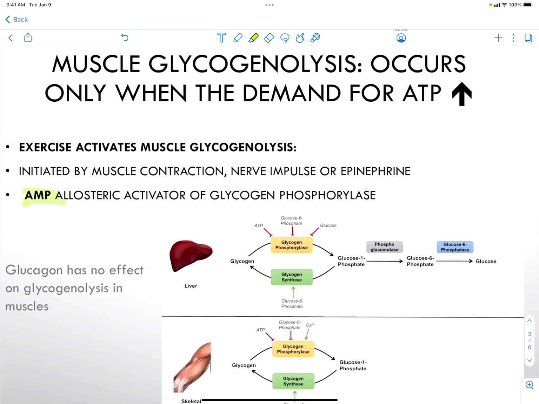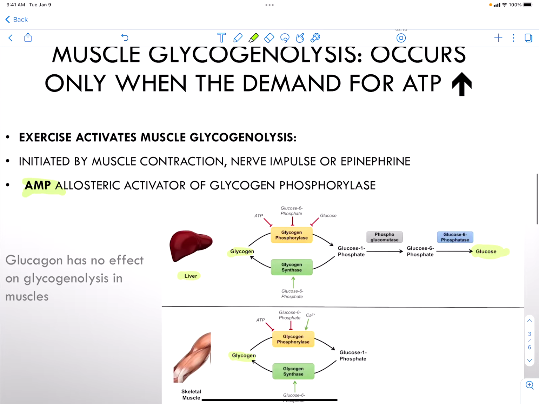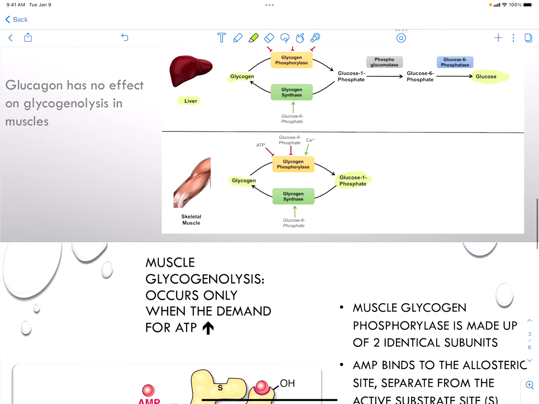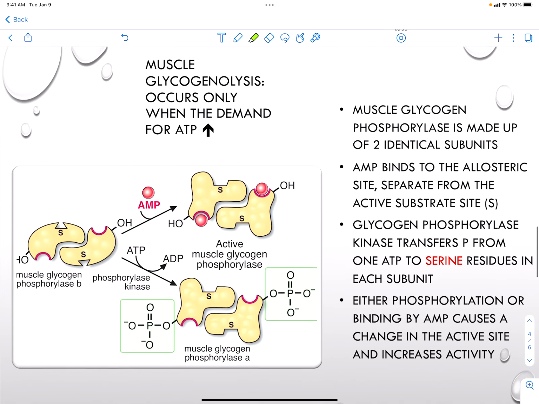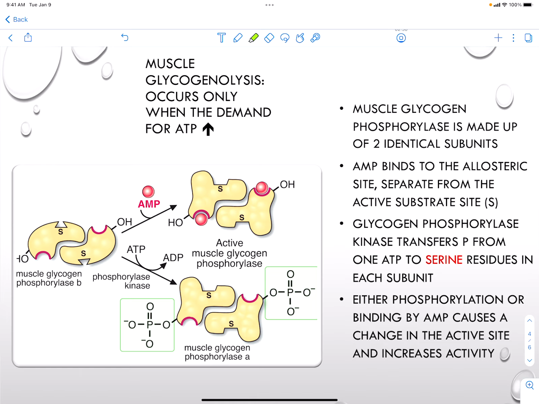Now keep in mind in the liver, your glycogen is going to lead to a release of glucose to maintain blood glucose levels. In the muscle, your glycogen stores are going to be used for energy. So it's going to convert it to glucose 1-phosphate to glucose 6-phosphate and enter glycolysis. Now there are two ways to activate your muscle glycogen phosphorylase B.